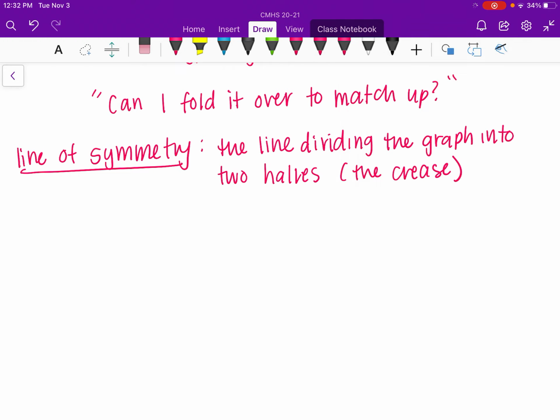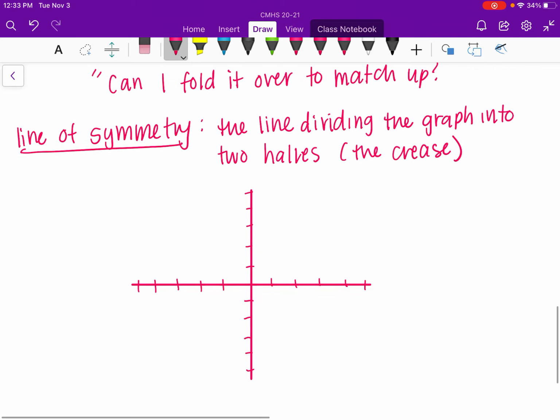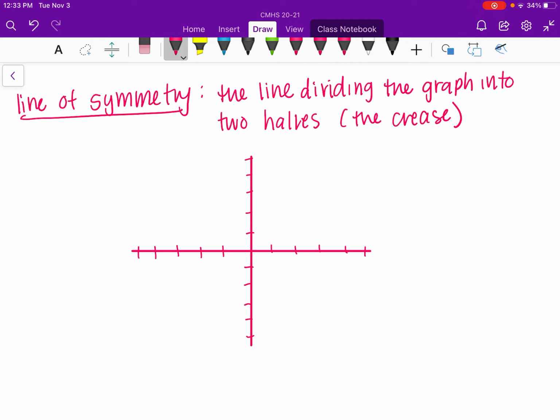Draw a graph. I'm going to label to 5 on all the sides. 1, 2, 3, 4, 5 on each side. And we have something called a parabola. It's basically just a curve right here. And the question is, is this symmetrical? Does it have line symmetry? And where is the line of symmetry?